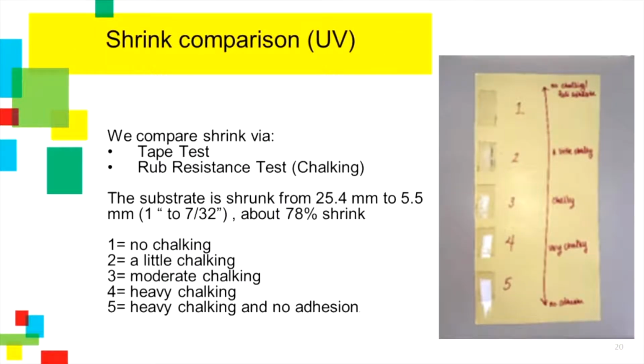Let's talk a little bit about shrink comparison and how we test these in our labs. There are a few criteria we use. We use the tape test, the 610, the 600, and the 810 tape test, but we also do rub resistance testing called chalking. As we shrink the film, the ink has to shrink along with the film. If it does not, we get bad adhesion and we get bad rub. One of the criteria for that, on the right-hand side, is called chalking. What we've done here is a tape test and then we rub the white and see if it chalks. As you can see, 1 through 5, 5 being the heavy chalking, no adhesion.